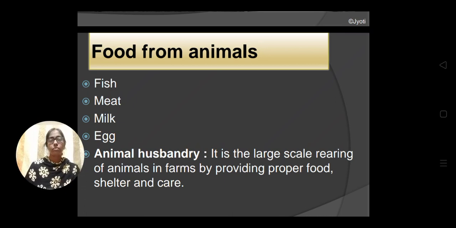Some farmers rear these animals on a small scale, but on a large scale the animals are reared in farms by providing proper food, shelter and care, and these places are called animal husbandry. From animal husbandry a large amount of animal food products are obtained, and then they are sent to the market.